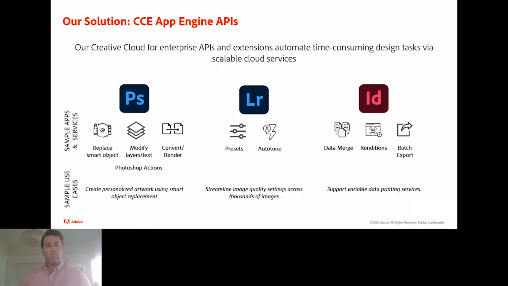With Lightroom, really the full totality of Lightroom is available via the APIs today. So things like presets, autotone, you can create your own customized presets and load those as well. And so you can streamline image quality settings across thousands of images very seamlessly with this new solution. And as we look to InDesign, things like data merge, being able to create renditions, or being able to batch export. And we also support variable data publishing or printing services as well.